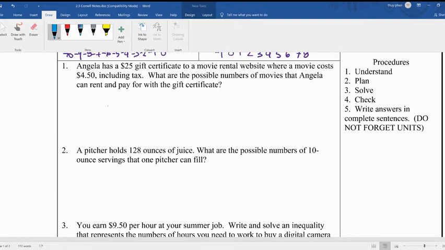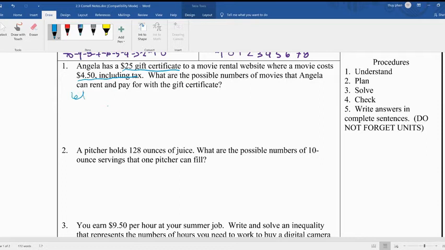It says Angela has a $25 gift certificate to a movie rental website where a movie costs $4.50, and that includes the tax. What are the possible numbers of movies that Angela can rent and pay for with the gift certificate? All right, so she's maxed at $25. We know that each movie is $4.50, and that she is capped at $25. So we know that the inequality has to be less than or equal to 25.